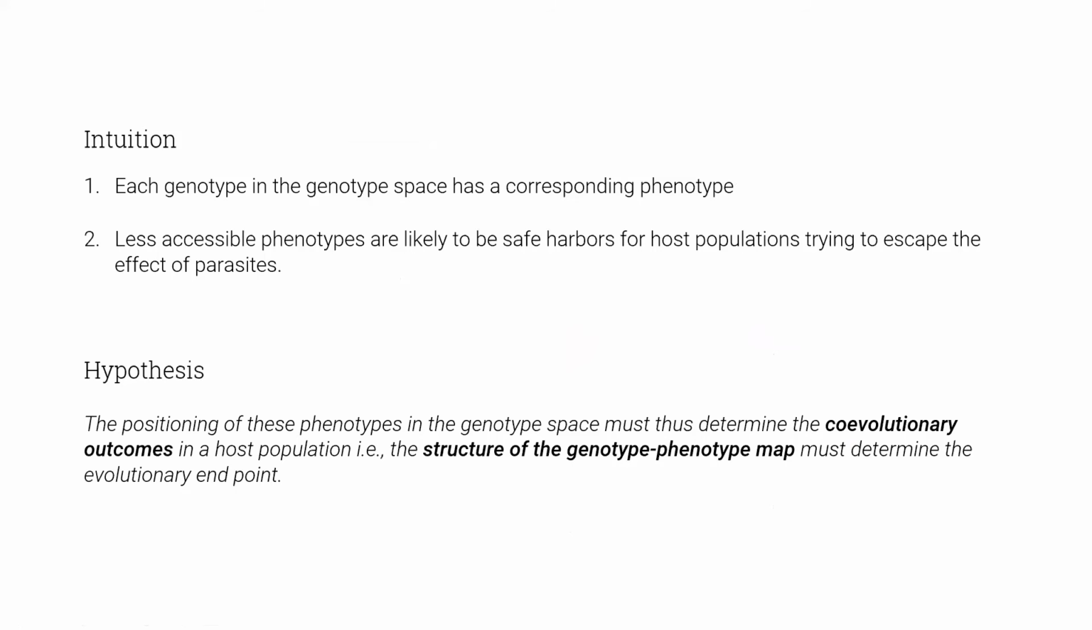So what is the intuition hypothesis behind this work? The first one is each genotype in the genotype space has a corresponding phenotype, and less accessible phenotypes are likely to be safe harbors for the host population, where they can escape the effect of the parasites and survive. So the major hypothesis we have is the positioning of these phenotypes in the genotype space must determine the coevolutionary outcomes, or the structure of the genotype-phenotype map must determine the evolutionary endpoint in these populations.